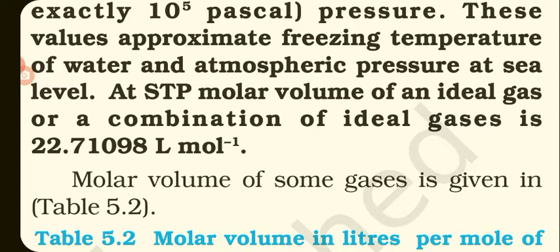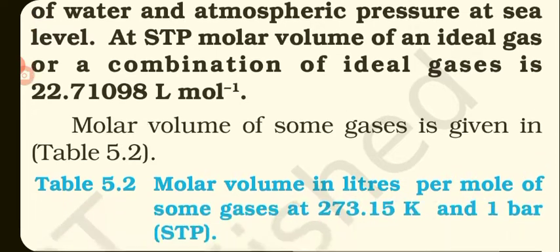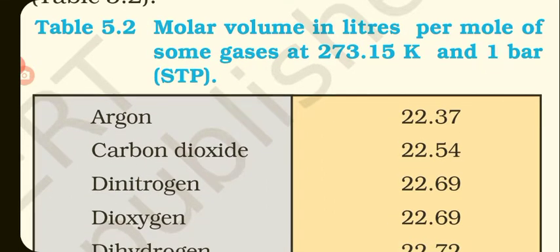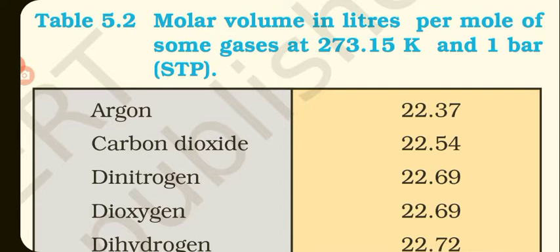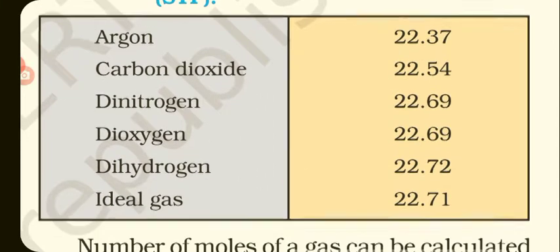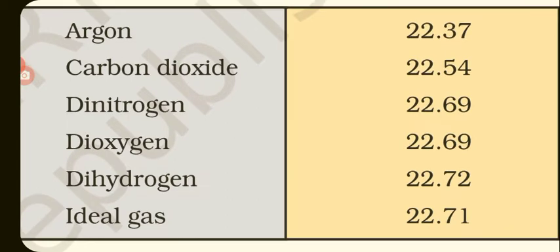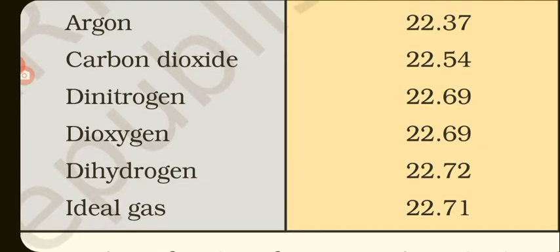At standard temperature and pressure, a molar volume of an ideal gas or a combination of ideal gases is 22.710981 liter per mole. The molar volume of some gases is given in table 5.2. Molar volume in liters per mole of some gases at 273.15 Kelvin and 1 bar at STP is, you can see in the table, argon 22.37, carbon dioxide 22.54, dinitrogen 22.69, dioxygen, dihydrogen, and ideal gas.